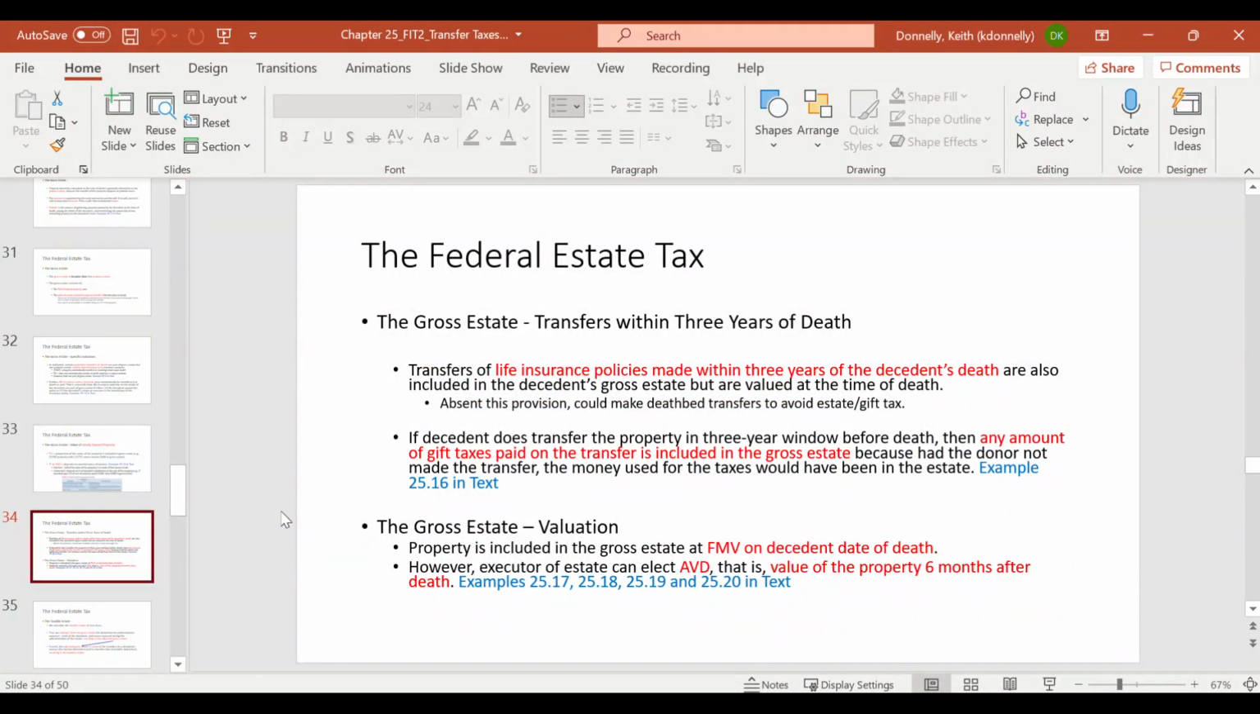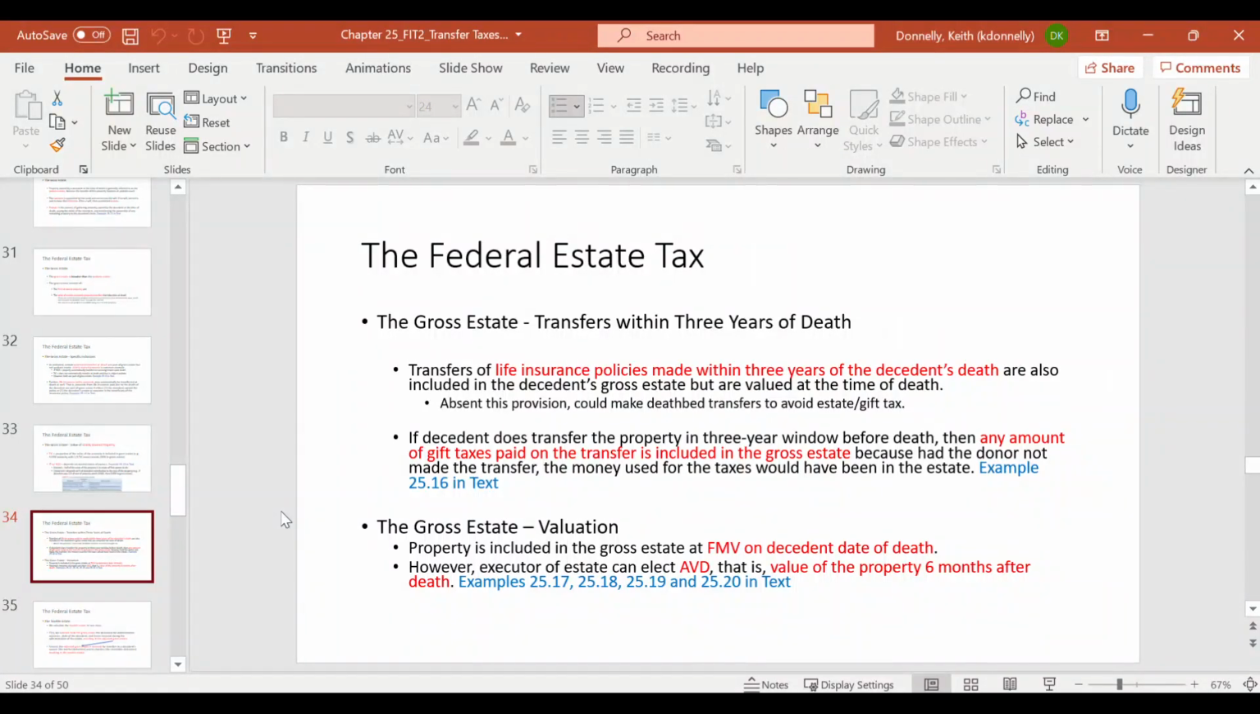Because basically, that money would have been there had they not made the transfer. Next couple items here. It says valuation. Generally, right, what you're going to value all of this property at.